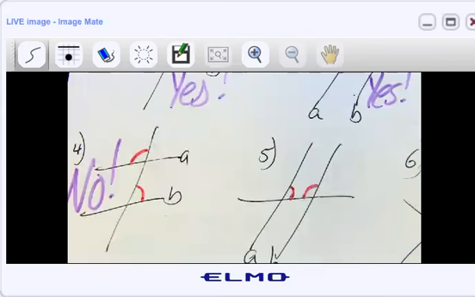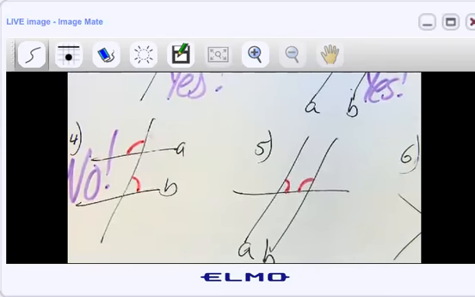How about number 5? Take a look at 5 now. Is this enough? Demetrius, tell me about number 5. Are these two lines, A and B, going to be parallel? Yes or no? Yes. Which of the 5 things above supports that? Corresponding, because it's on the same line.